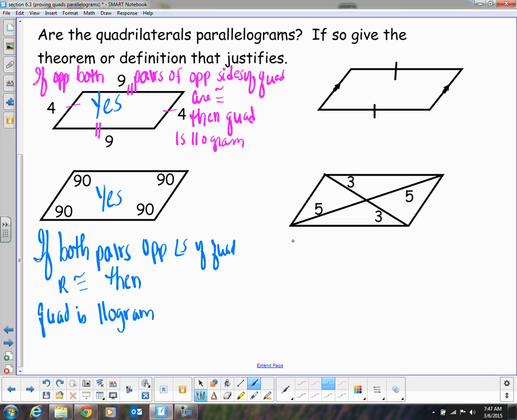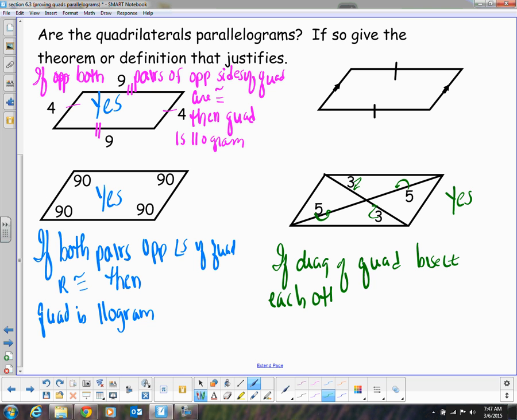Now we're going to look at this one. That is 3. That is 3. This is 5. And that is 5. Is that a parallelogram? Yes. Why? If diagonals of a quad bisect each other, then what? Then the quad is a parallelogram. So it's everything you did yesterday backwards.